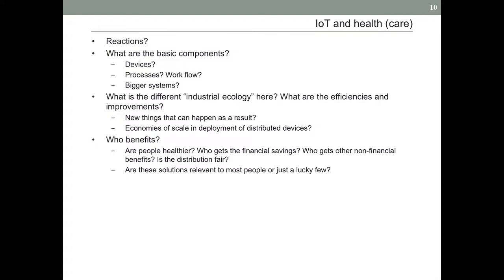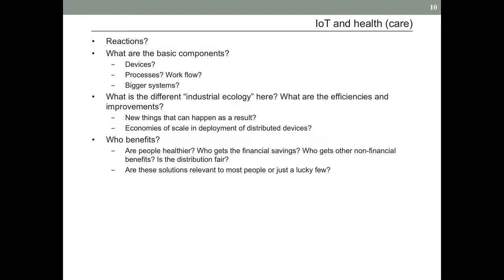And finally here, under who benefits, are these solutions relevant very broadly, or are they just for a lucky few? Sometimes it can start as one and become the other, but I want you to think about that. And some of it's easy to dismiss when people are wearing fancy, expensive wearables, but maybe there's a bigger story there that we can talk about.